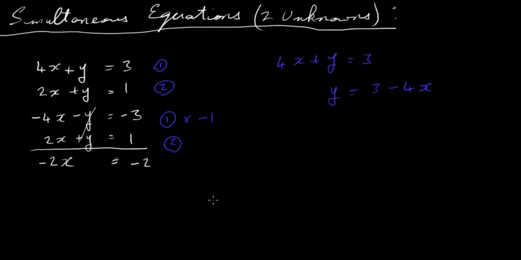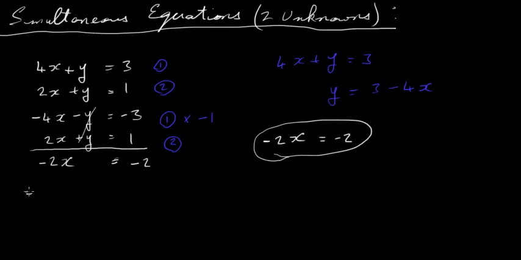So look what I've ended up with here. I've ended up with another equation here: minus 2x is equal to minus 2. I've ended up with an equation with one unknown, x. So I can simply solve that for x.